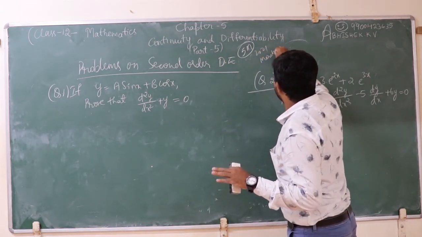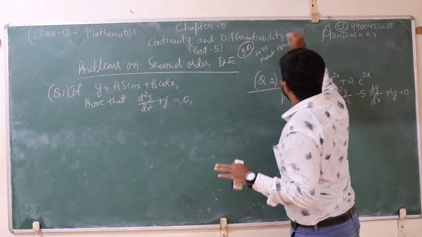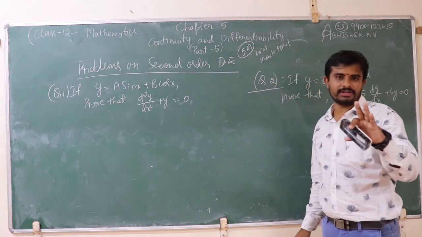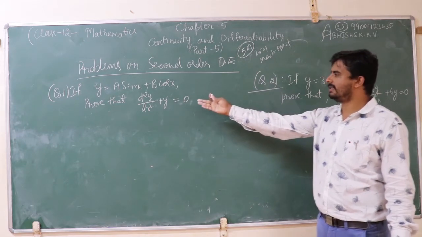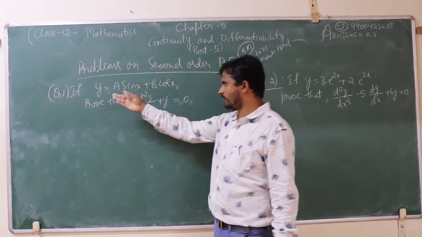2021 March, April. You will definitely get 1 question out of 7 to 8 questions. That's all. Out of this is a question. Let us move on to the first question.